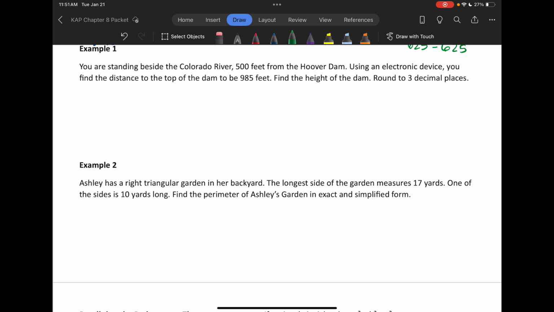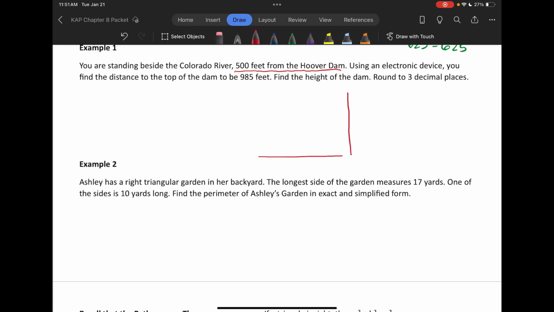So for these types of problems, especially when it's a word problem, it's always going to be a good idea to draw a picture. It says that we're standing beside the Colorado River, 500 feet from the Hoover Dam. So here's my Hoover Dam, and we are standing 500 feet away from it. And it says, using an electronic device, you find the distance to the top of the dam to be 985 feet. So the distance from where we're standing to the top of the dam is understood to be 985 feet.